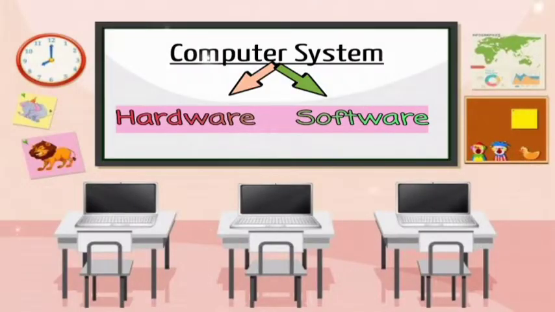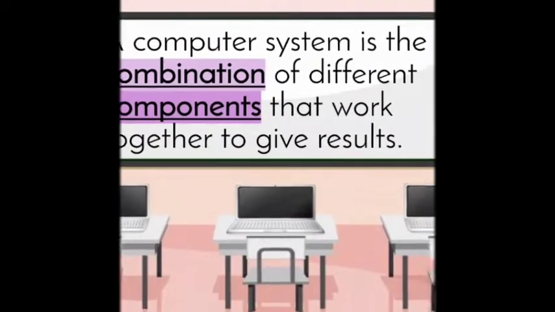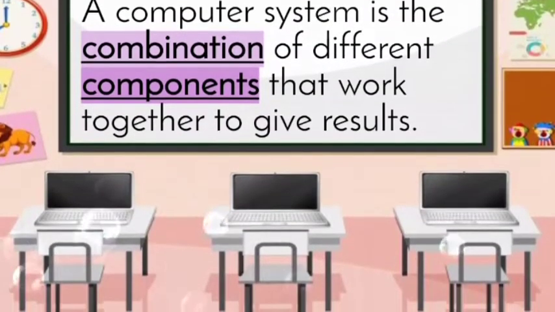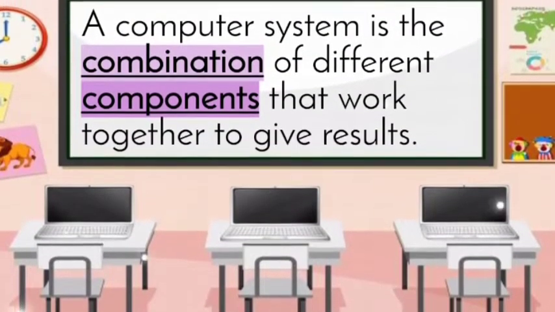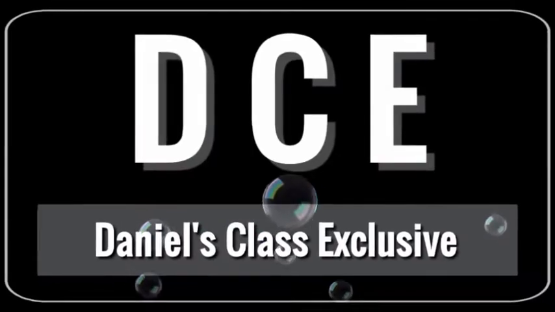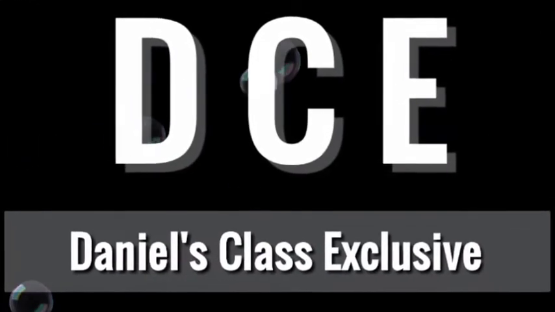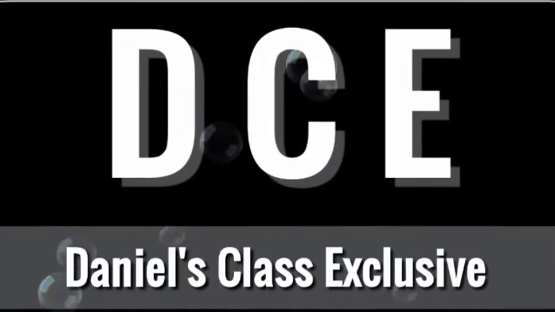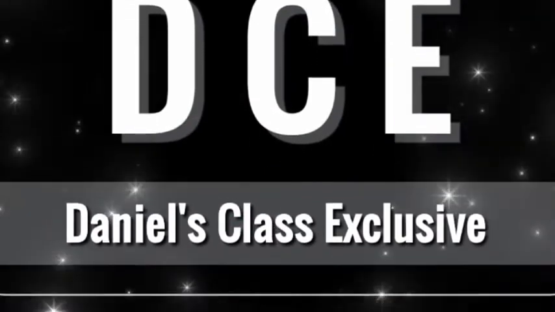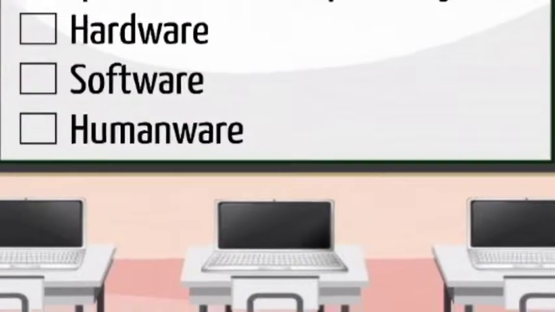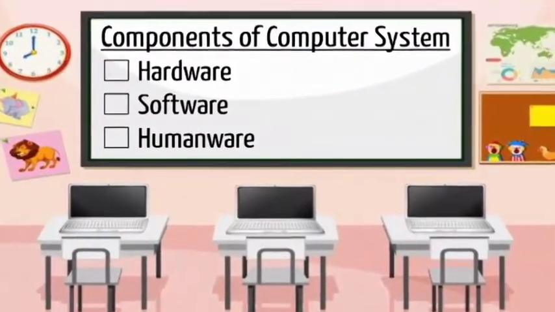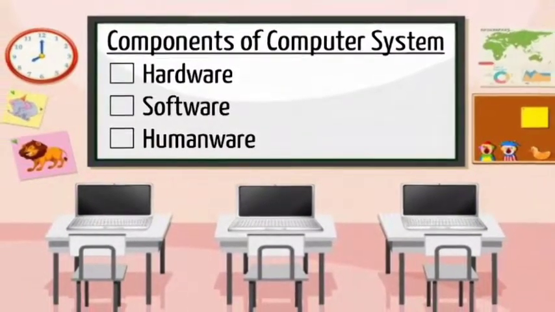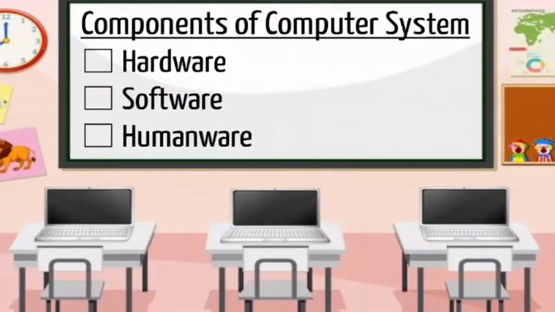So let's get started. A computer system is the combination of different components that work together to give results. Now, let us discuss these various components that work together to give results. These components are the hardware components, the software components, the humanware or the liveware components. So let's explain these components one by one.